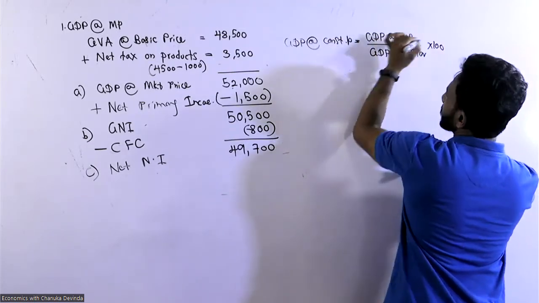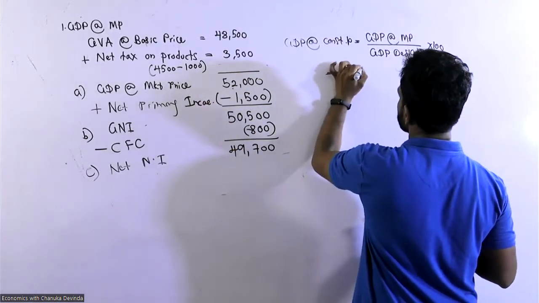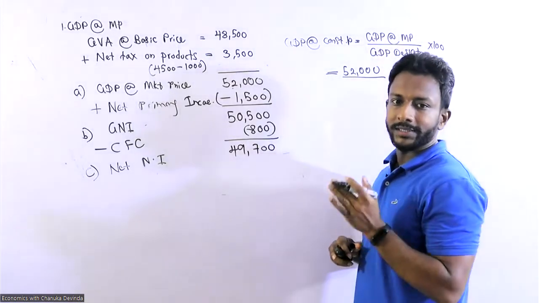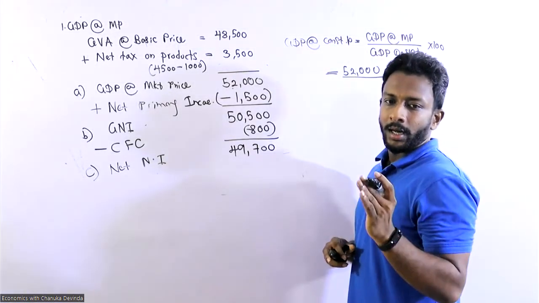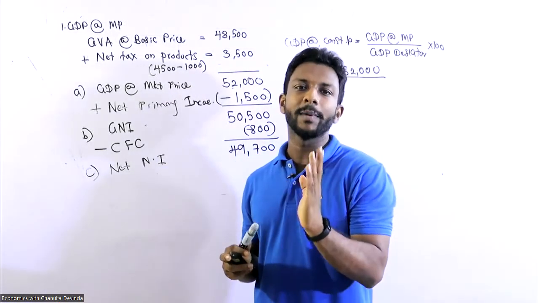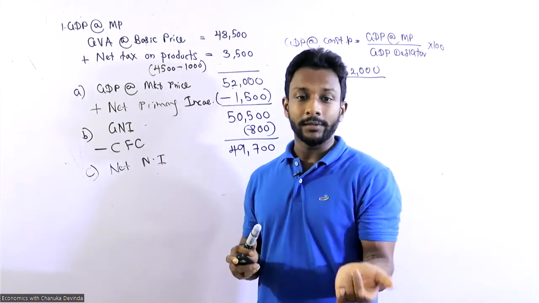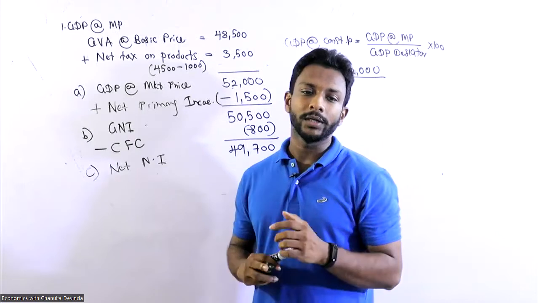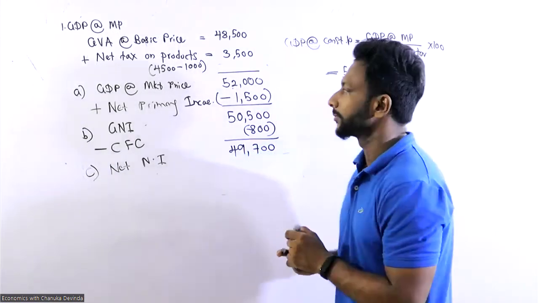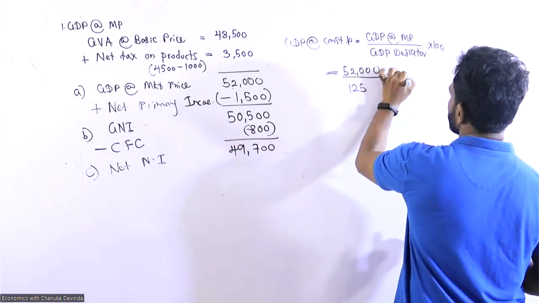So what is the GDP at market price? We calculated that: 52,000, divided by the GDP deflator that was given, 2010 equals 100. It is the base year, right? Normally it is given within brackets as 100, the base year price. So base year is 2010 with value 100, and this year's current value is 125. So we have to divide by 125 and multiply by 100.